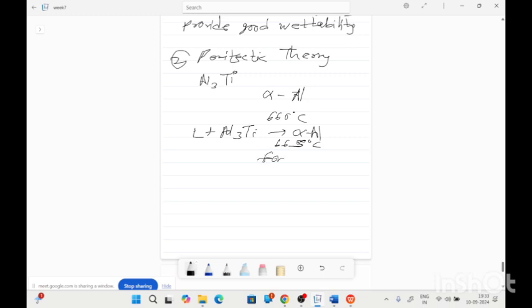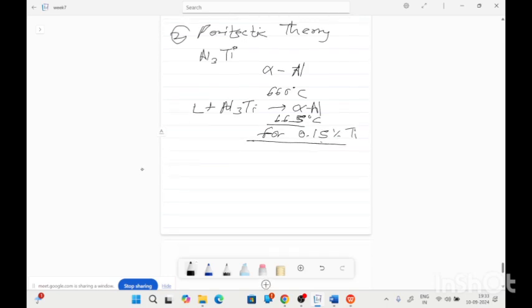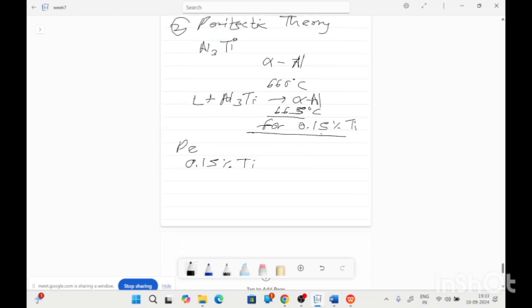For a concentration of 0.15% titanium. So the limitation of the concentration and the temperature limits this peritectic theory mechanism. It means the 0.15% titanium addition is very high for the inoculation, and this reaction only occurs at this definite concentration and temperature, 665 degrees Celsius.